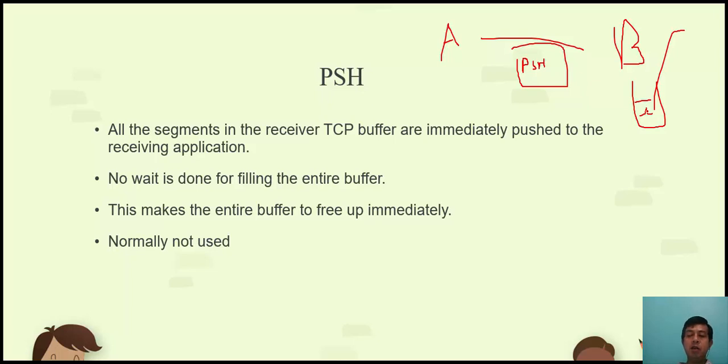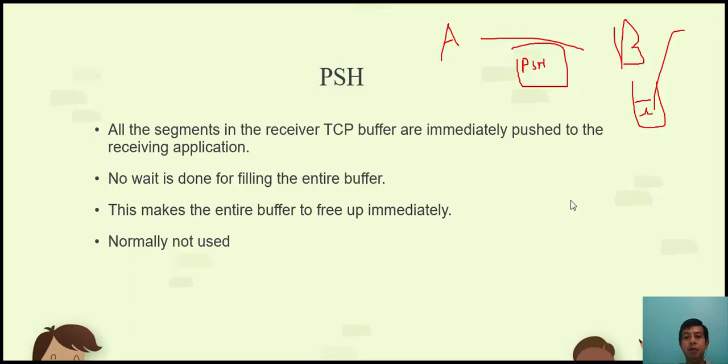Why does it do something like that? This is done because A understands that B will wait for this buffer to fill up. Now say A has some important data and wants the data to be sent to the other side as early as possible without waiting for the buffer to be filled up, it will create a packet where this PSH flag will be set. So once this packet arrives at the other end, if it receives a packet with the PSH flag set, it will empty the buffer immediately without waiting for the buffer to fill up.